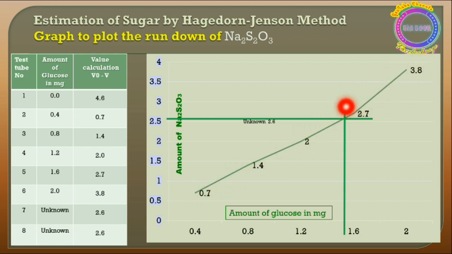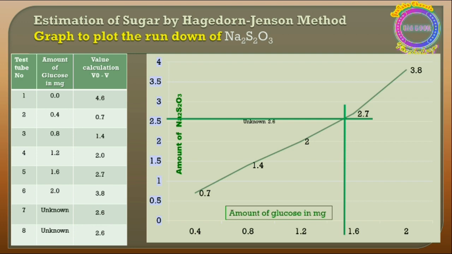Okay, now further we are going to make the unknown interact. So for the unknown, we are getting the sodium thiosulfate run-down of 2.6. So this is the value of the sodium thiosulfate run-down, and here it is going to interact. So the point of interaction will be on the x-axis at the 1.5 value. So here 1.5 is in mg, 1.5 milligrams.